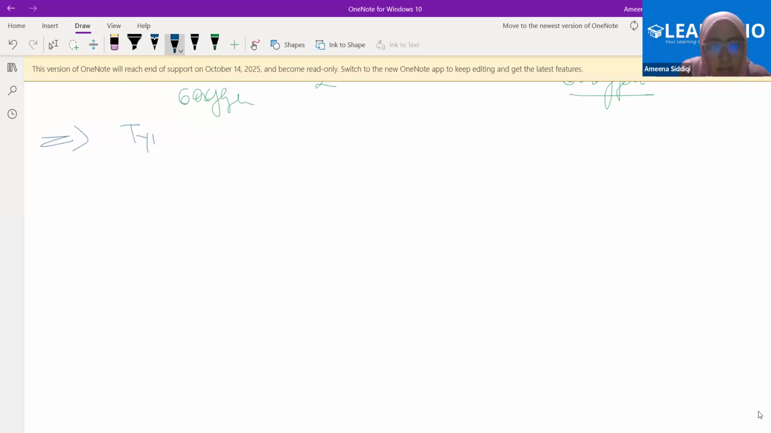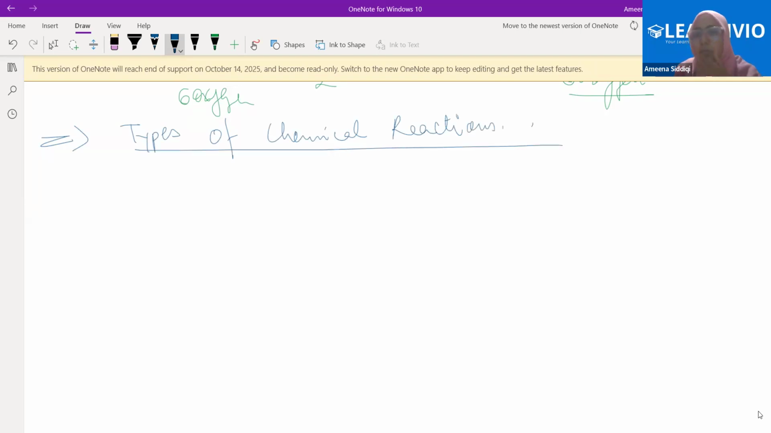types of chemical reactions. I'm quickly summarizing all of them here. First is the combination reaction. Second is the decomposition reaction.